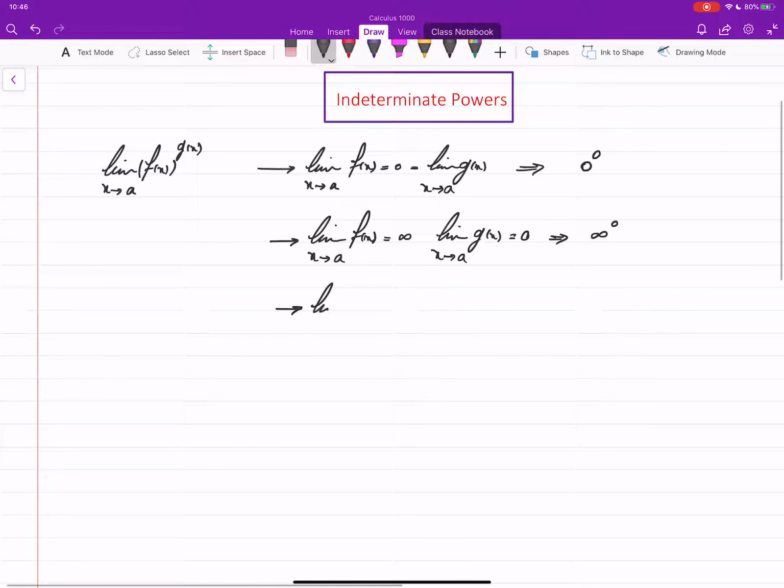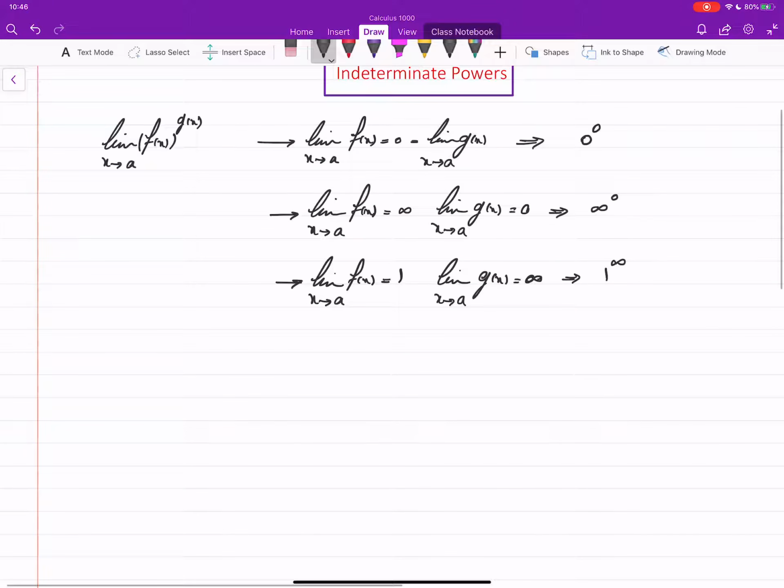But when you have infinity to the power 0, we have another indeterminate form. The last one is an interesting one. It still involves an infinity, but this time the base is 1 and the power is infinity as x approaches a. In that case, we have 1 to the power infinity. So these three cases are the new indeterminate forms that we have to deal with.